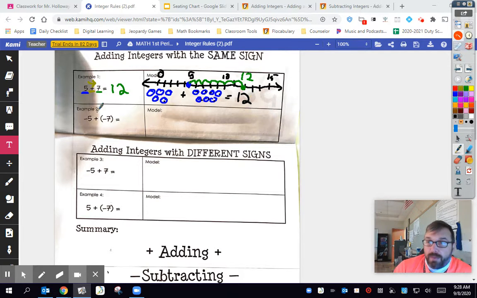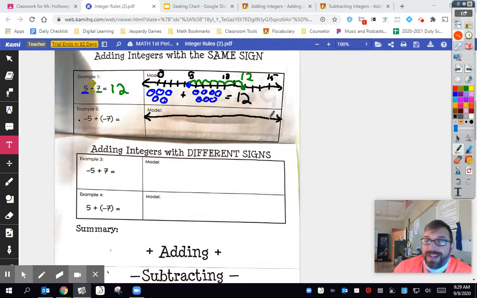Now, on example number 2, we're going to look at things a little differently. Because what's different? Well, they're both negative numbers. We have the negatives there. Now, I want to look at this with my number line first, just like I did the last time. Really need to learn how to use the line tool to make these straight.